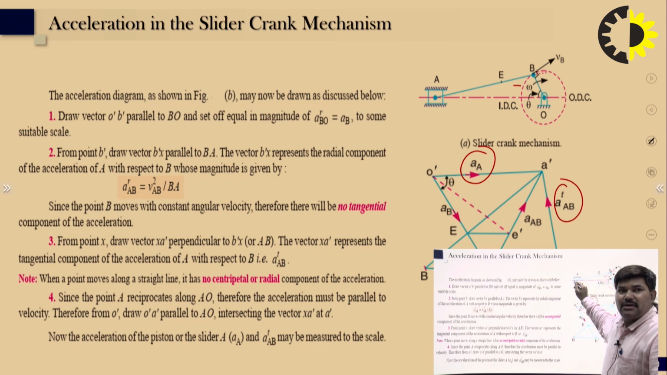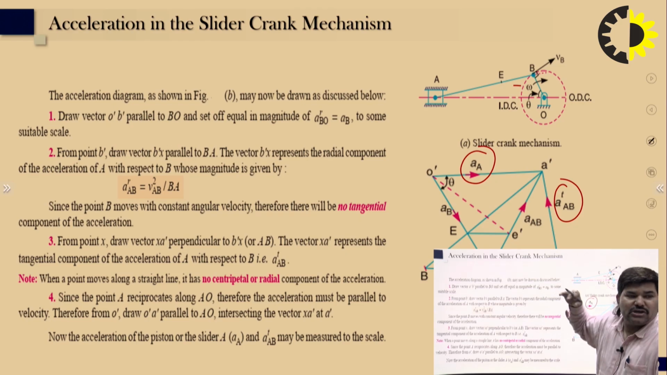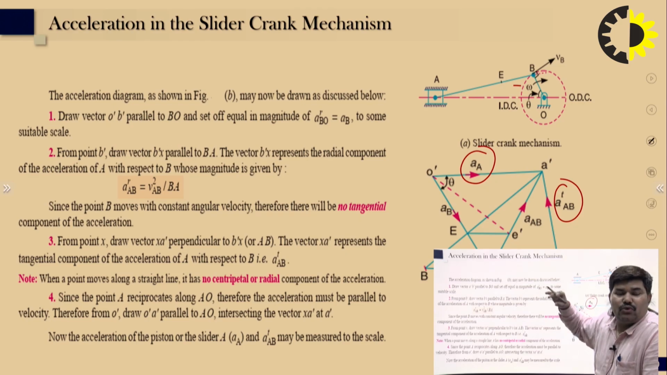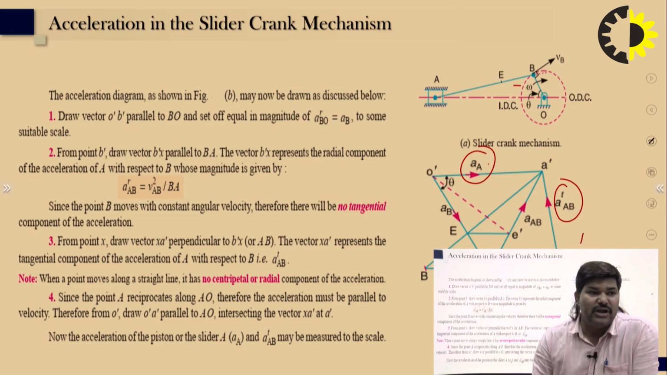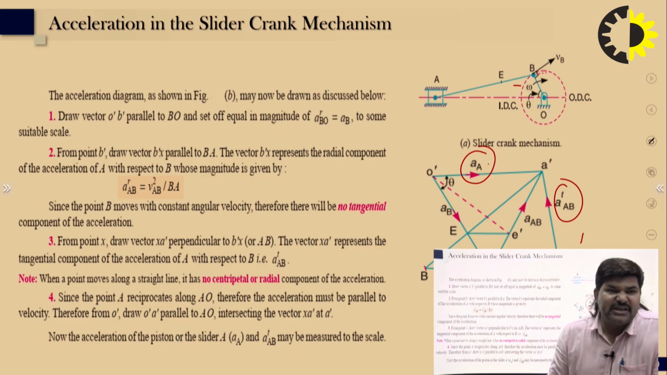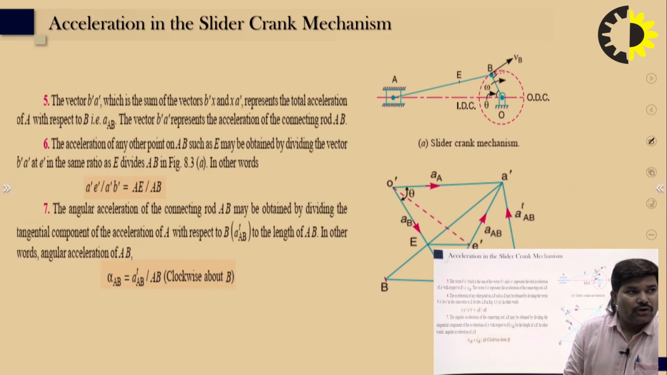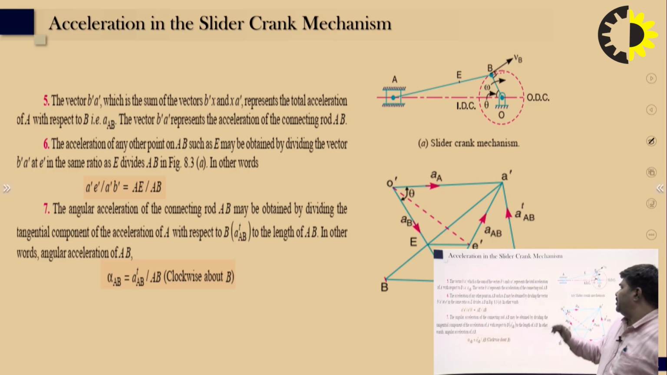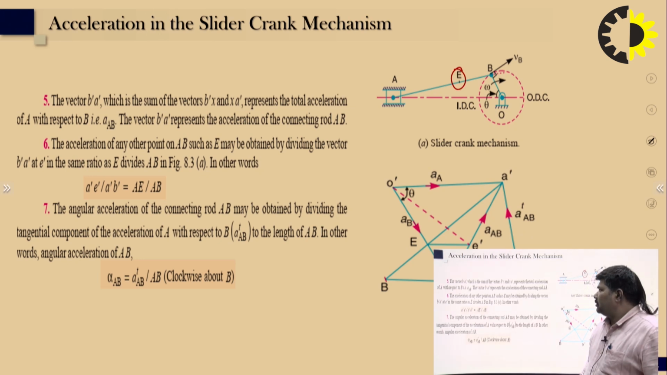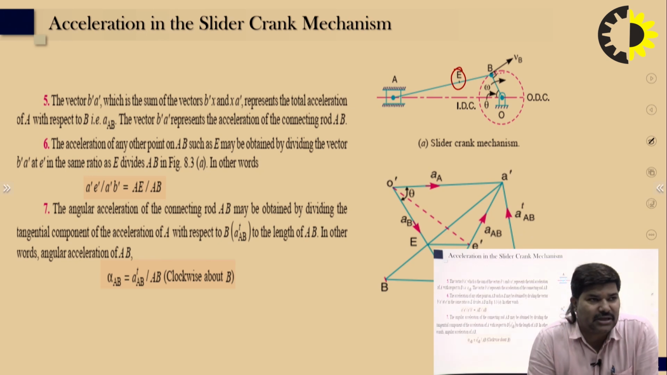From A, the centripetal radial component moves along the A way, and you draw the parallel line. From O dash to A dash, it intersects at the point A dash, and you can measure this value, which is known as the acceleration of A, and this value is the tangential acceleration of A. So you can measure and draw this, right? And any point in between, like the point E, we can find out the acceleration of AB in such case.